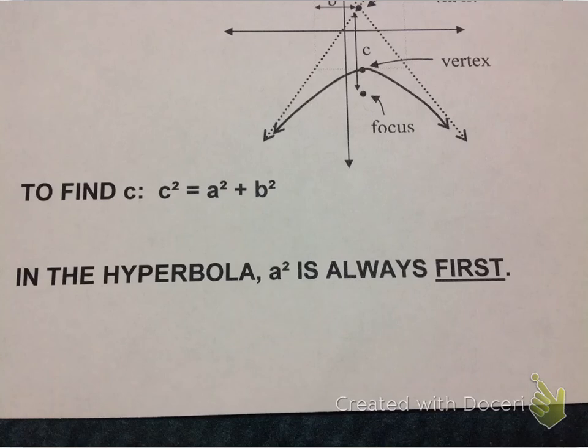A couple things to remember as you get started on your assignment. When you talk about a hyperbola, only with hyperbolas, C is going to be C squared equals A squared plus B squared, and in the hyperbola only, A squared is always first.